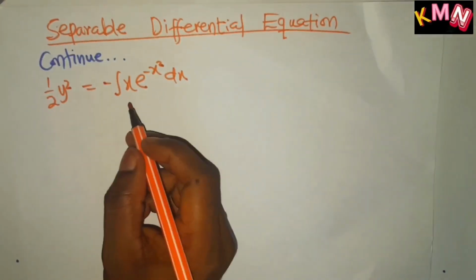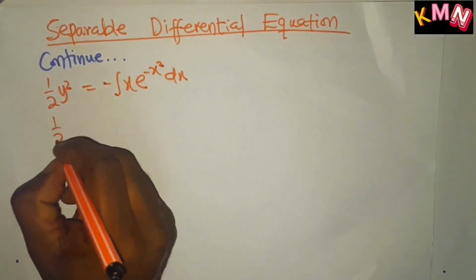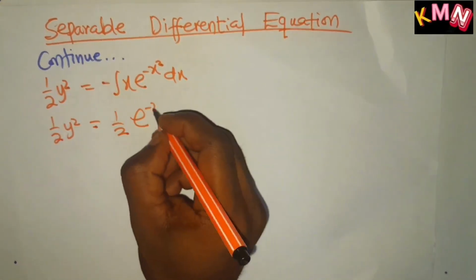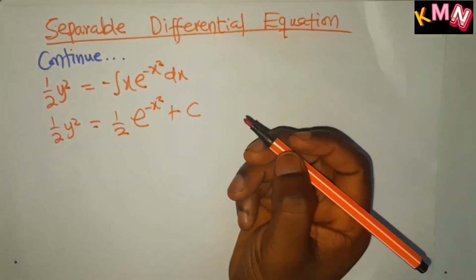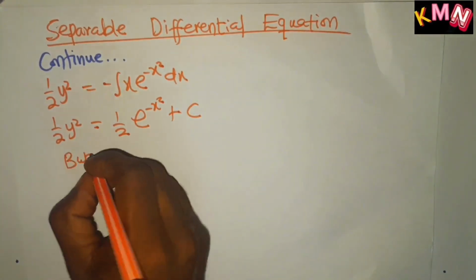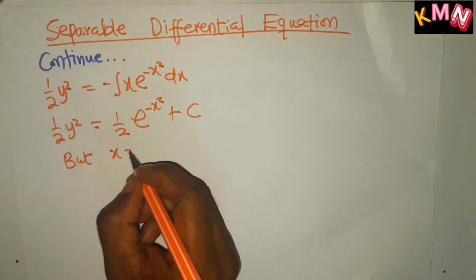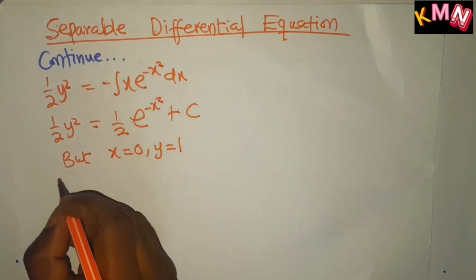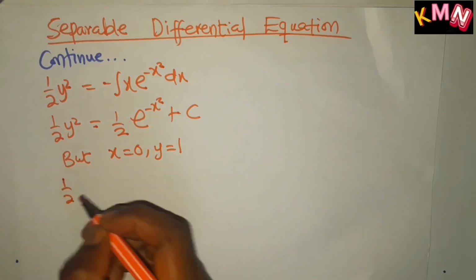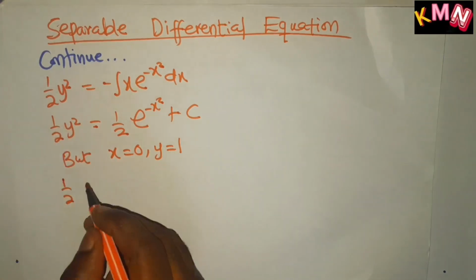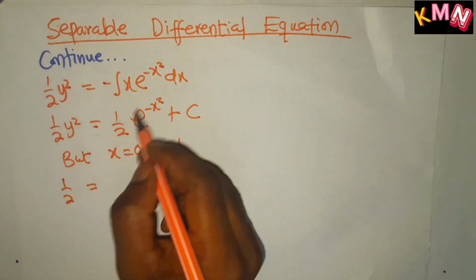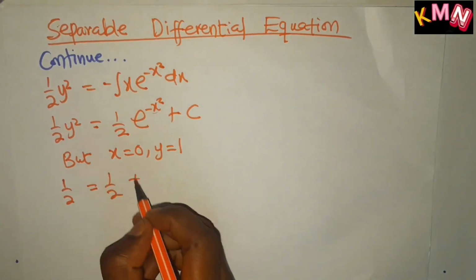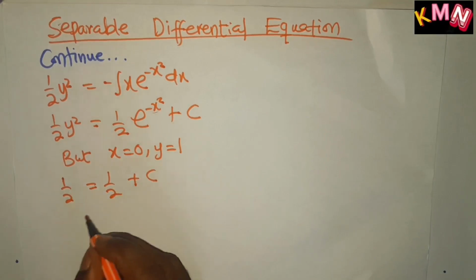So now the whole of this becomes half y squared equals half e power negative x squared plus c. But we shouldn't forget that we are given x to be 0 and y to be 1. So let's substitute that back into it. So we are going to have half, because when you put 1 there, it will be the same thing, and then x is 0, the whole of this goes to 0, then e power 0 is 1. So this is also going to have plus c, and that will give us c equal to what?